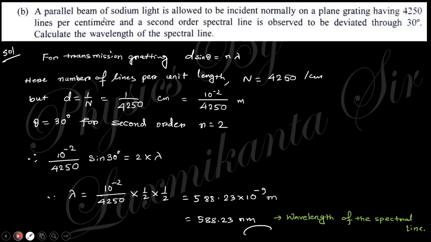Next question says, a parallel beam of sodium light is allowed to be incident normally on a plane grating, this one is lines per centimeter, and the second order spectrum line is observed to be deviated through a 30 degree angle. Calculate the wavelength of the spectrum. So for the transmitting grating, d sin theta equals n lambda. The number of lines is 4250, so d equals 1 by N, changing centimeter into meter, and theta is for second order, that is n equals 2. You can easily find out the wavelength of the spectrum line.